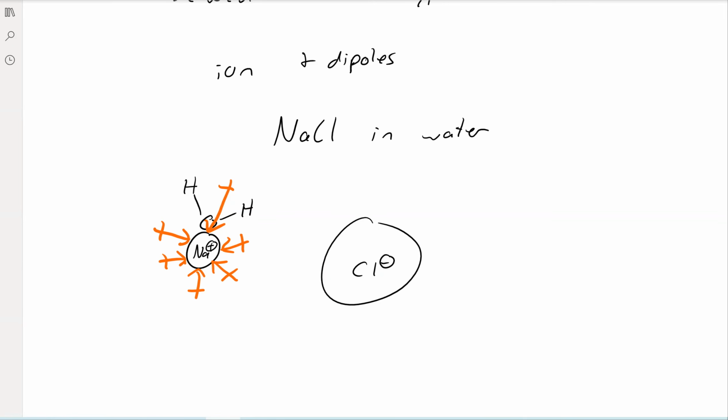And then the same thing happens with the chloride, but kind of the reverse. Instead of the negative part of water pointing towards it, it's the positive end of water that points towards it. Right, so remember, opposites attract.